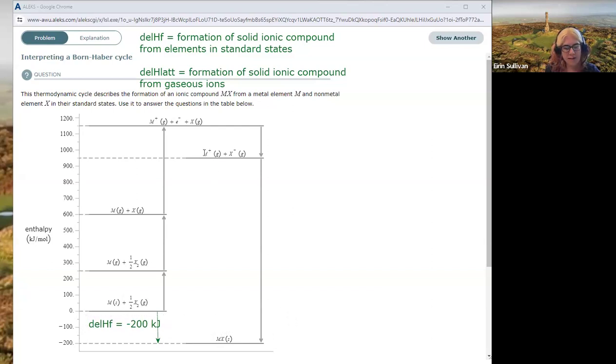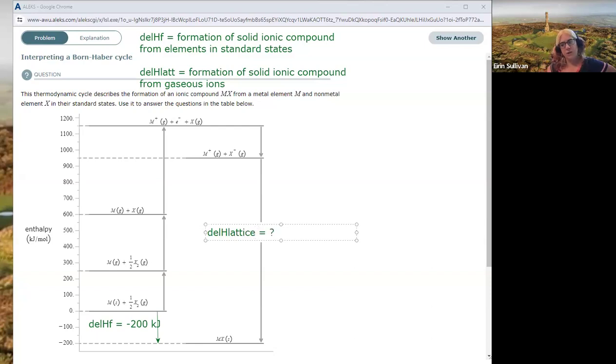The thing we don't know is the lattice enthalpy. The lattice enthalpy is defined as forming the solid ionic compound from its ions in the gaseous state, and it should, again, be a big release of energy. It should be bigger than the enthalpy of formation, because gaseous ions are really reactive. So going from here to here is our lattice enthalpy, and we don't know what that is. Usually this is what you're trying to work out with a Born-Haber cycle.